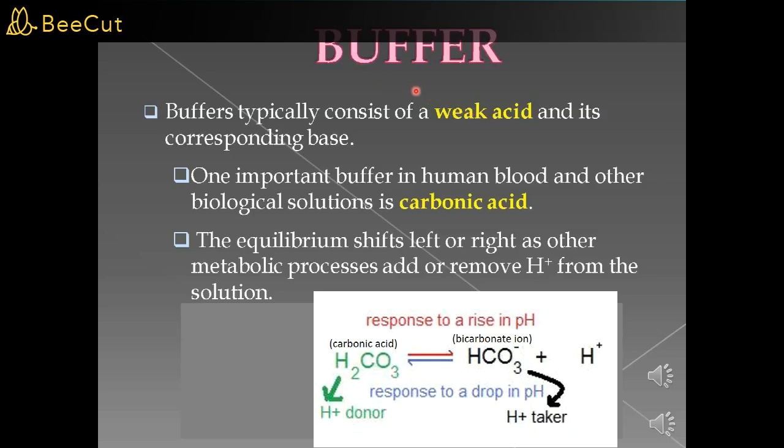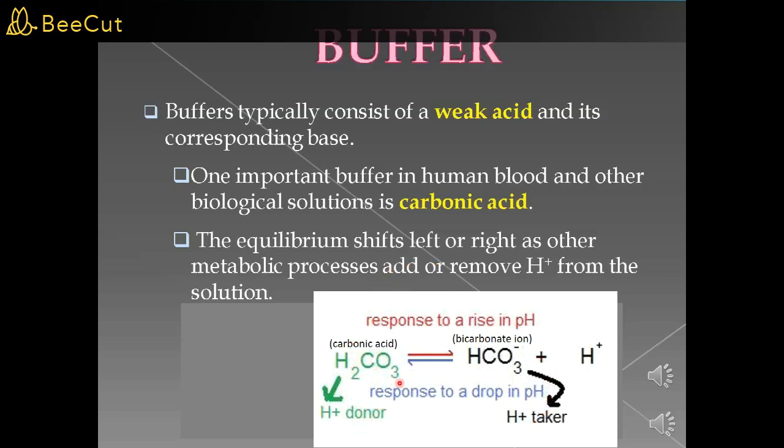In this slide, I will explain about one important buffer in our blood, which we call carbonic acid. Please remember, carbonic acid is one common example of a buffer in our blood system. Now look at the formula below here. I'll give you one example.